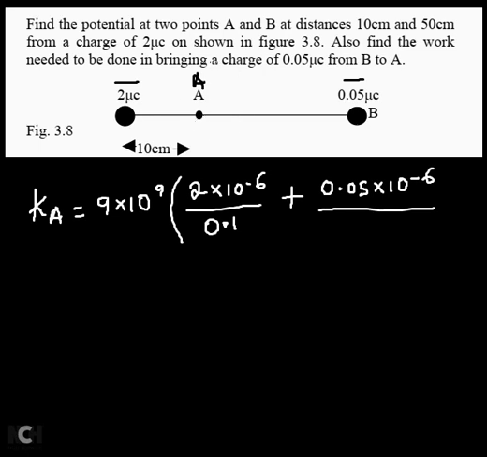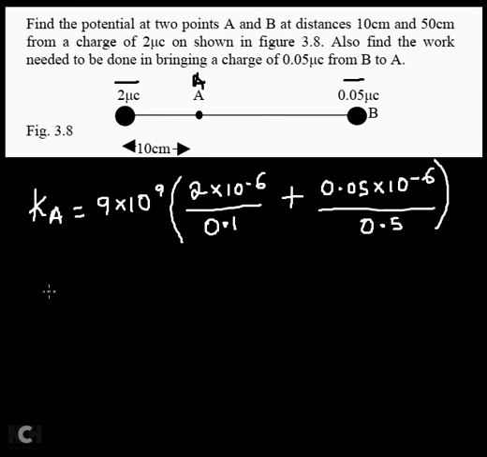We were told that the distance between A and B is 50 cm apart. So let me put that value there. 50 cm, converted to meters, I'm going to have 0.5.